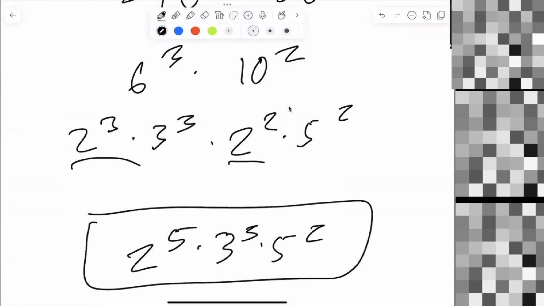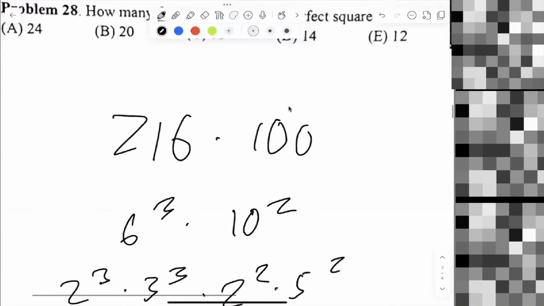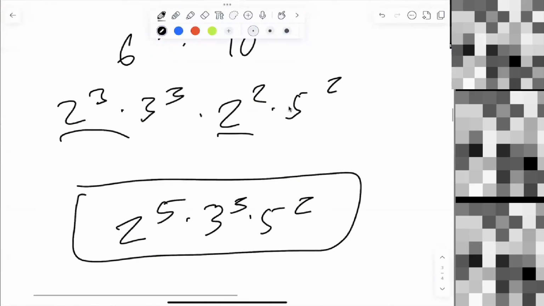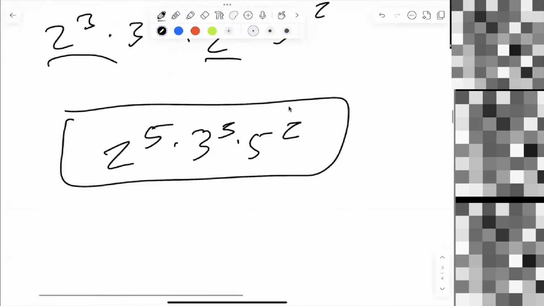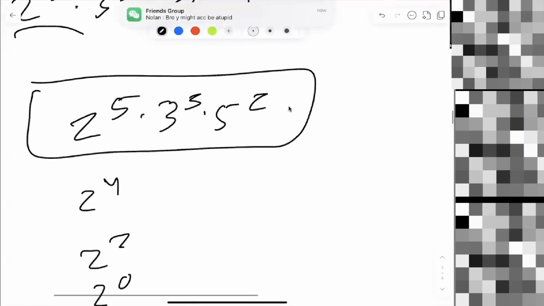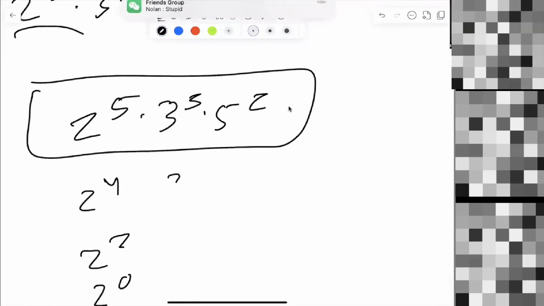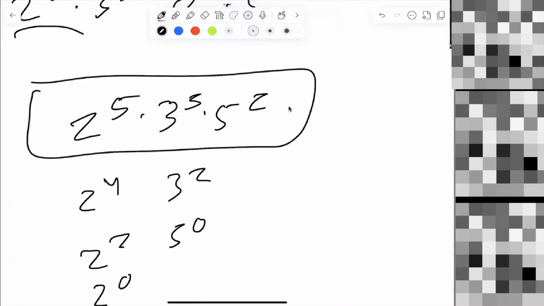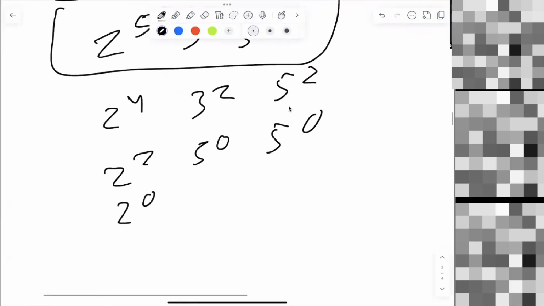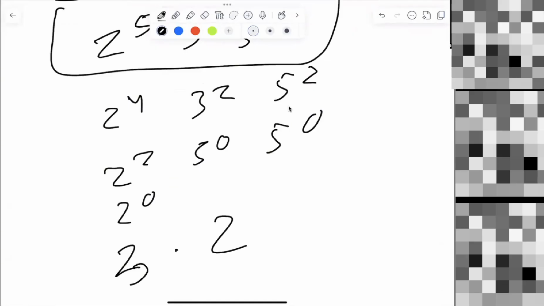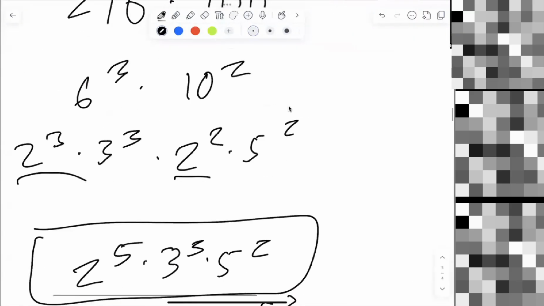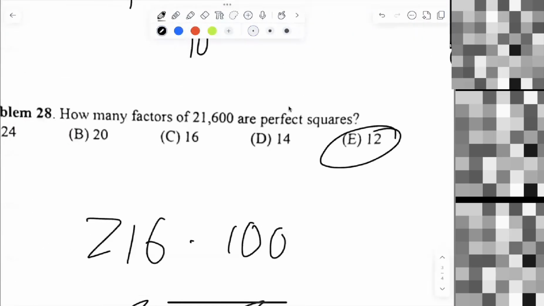Now we're not done yet. We want to find the factors that are perfect squares, so we want to find the powers that are even. Well, 2 to the 5th is pretty simple. It's just 2 to the 4th, 2 squared, and 2 to the 0. 3 cubed is just 3 squared and 3 to the 0. 5 squared is just 5 squared and 5 to the 0. So there's 3 ways for this one, 2 ways, and 2 ways. Multiplying this all together gives you 12 possible factors that are perfect squares, or E as our answer.